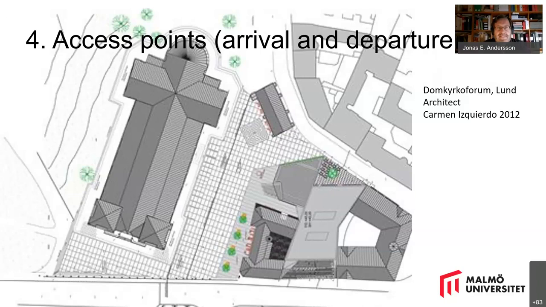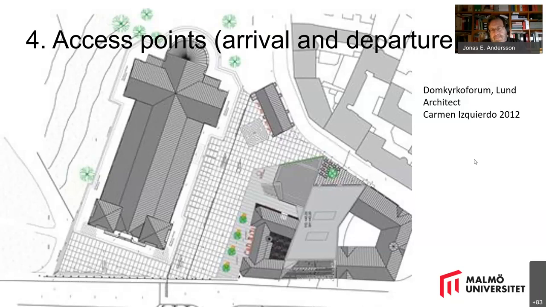And this site was part of a European competition for young architects below the age of 40. And it was won by a Spanish architect, Carmen Izquierdo, who got the commission to design some type of visiting center to the cathedral.